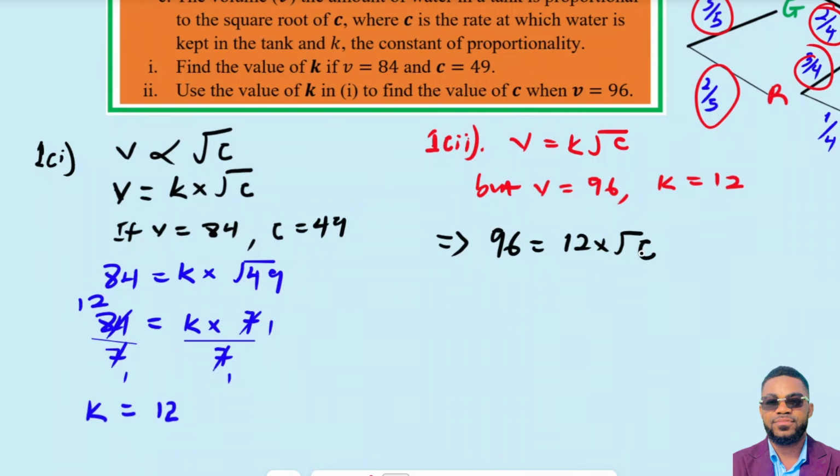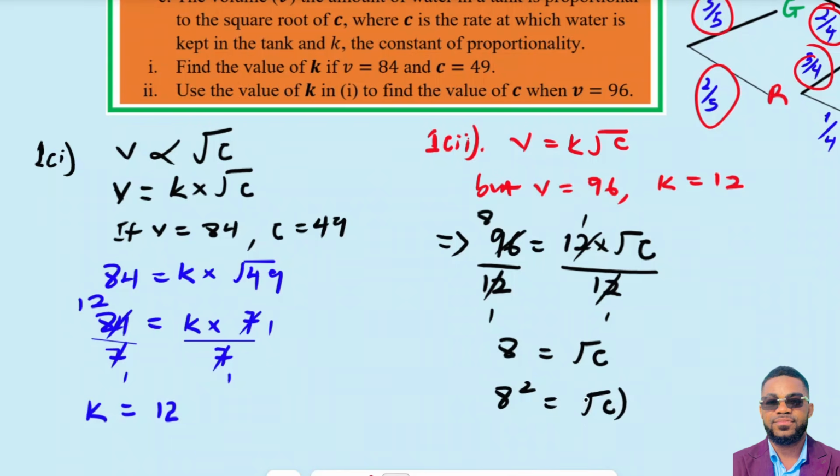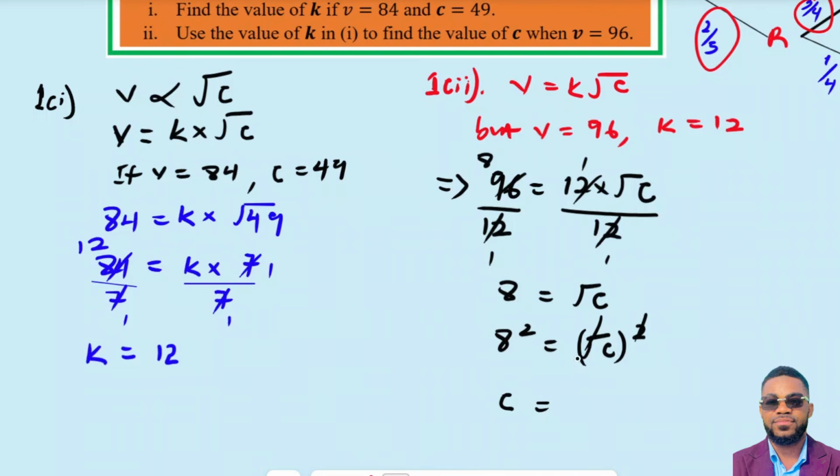Remember, you want to find the value of c. So what do we do? At this point, we can divide here by 12, the whole of here too by 12. So this 12 will just cancel this 12. 12 goes into 96, 8 times. So we have 8 equal to the root of c. We want c, but not the root of c. So what do we do? You have to square both sides. So that's going to be 8 squared equal to the root of c squared. So this one will just cancel this one. So c is equal to 8 squared, and that's going to be 64. So that is 8 times 8. So you have 64. So that is how we can find the value of c when k is 12 and v is equal to 96.